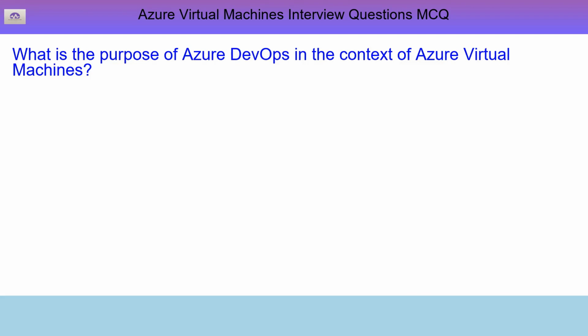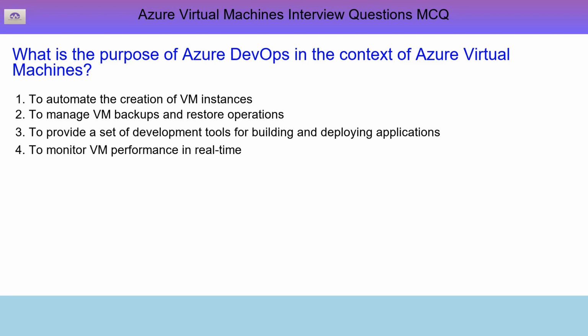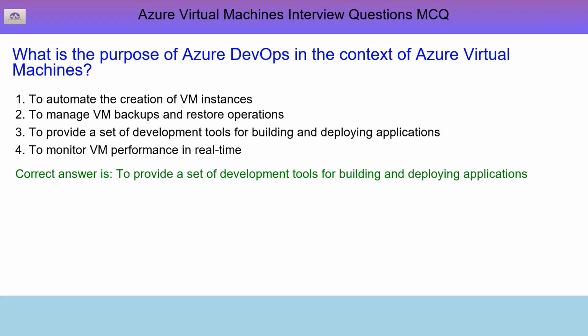What is the purpose of Azure DevOps in the context of Azure Virtual Machines? Here are your options. 1. To automate the creation of VM instances. 2. To manage VM backups and restore operations. 3. To provide a set of development tools for building and deploying applications. 4. To monitor VM performance in real time. The correct answer is to provide a set of development tools for building and deploying applications.